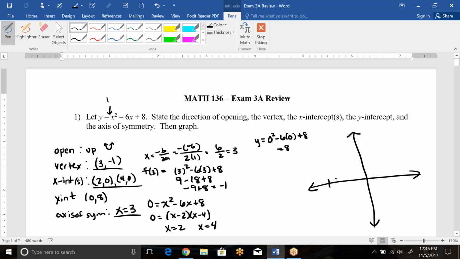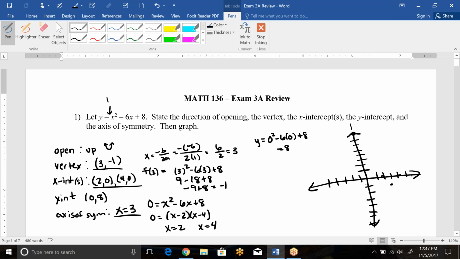So this is just make some marks, and on the test you'll have, of course, a grid where you can graph. You won't have to draw it by hand. And then a couple down here. So our vertex is 3, negative 1, so that's right here. Our x-intercepts are 2, 0, and 4, 0. Our y-intercept is 0, 8.